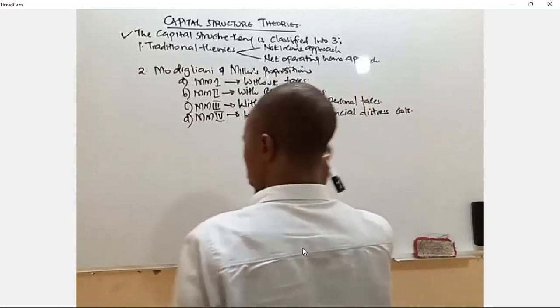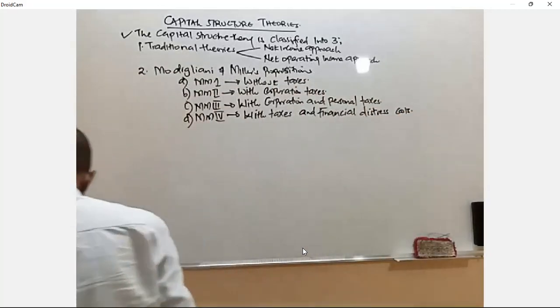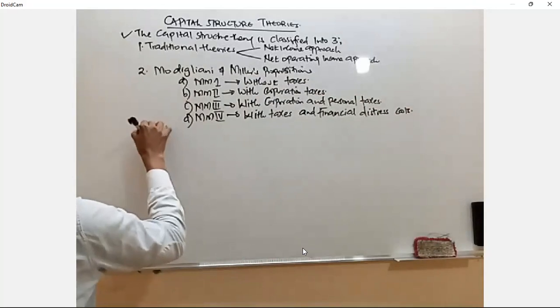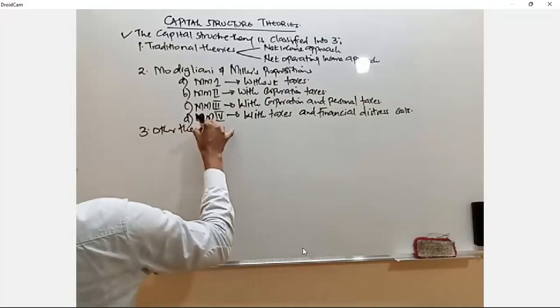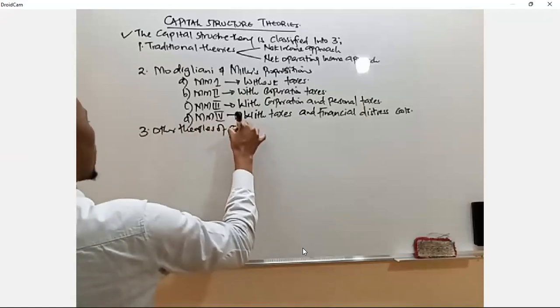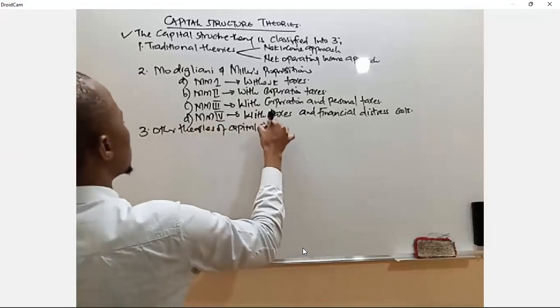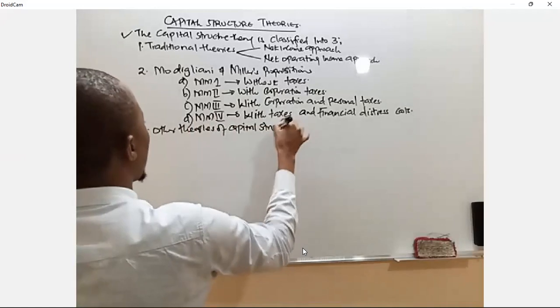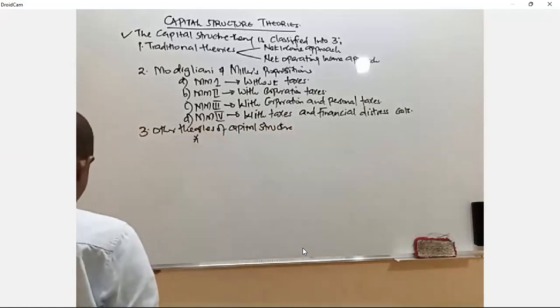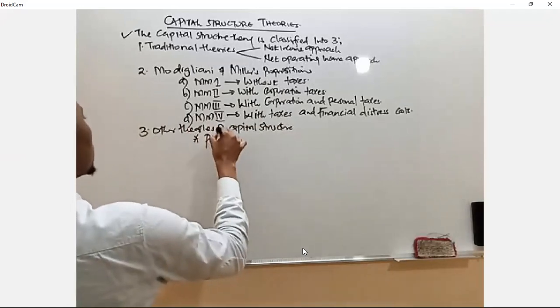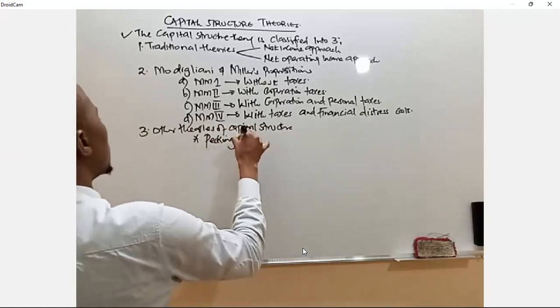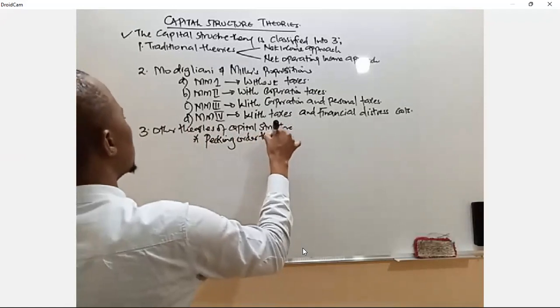Those are the things which you need to know. Then the last one, number three, is the other theories of capital structure. Here we normally discuss the pecking order theory.